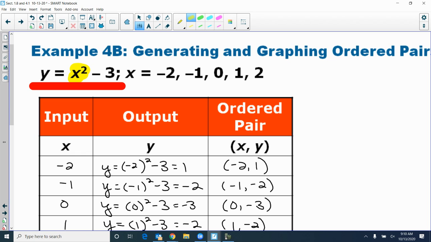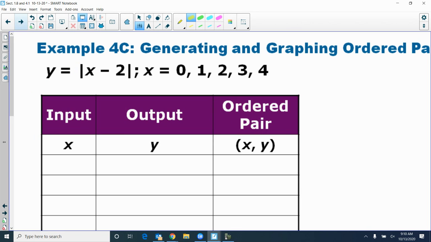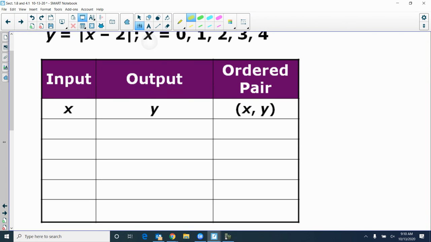All right, now on that third one, you remember what those bars are? Absolute value. And you already have it down on your sheet, but the X values are 0, 1, 2, 3, and 4. We want to use those.